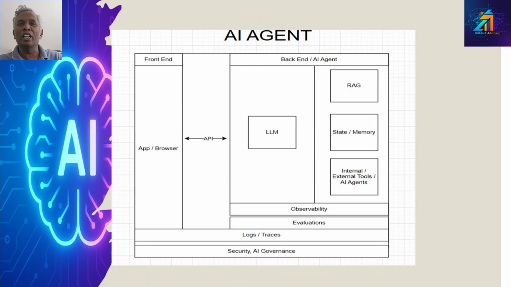If you see this architecture diagram, the UI can be browser based or a mobile app. The user prompts some input, then it comes to the AI agent. Inside the AI agent, you see you have three components: LLM, tools, and memory.